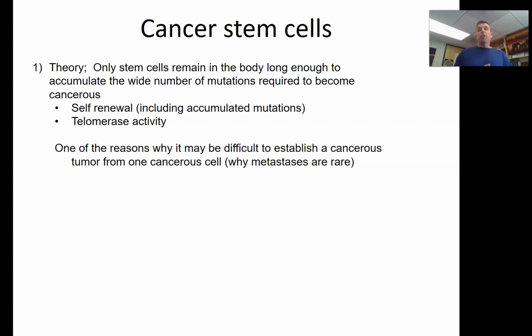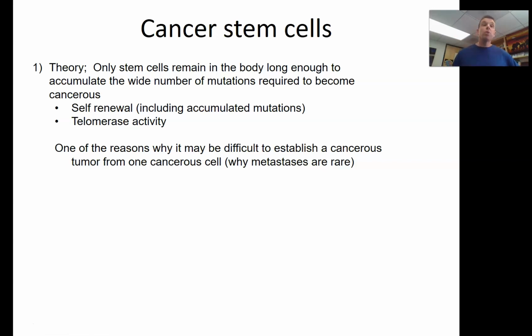Next, we have cancer stem cells. All right. Well, stem cells are able to divide indefinitely because they basically turn on telomerase. And so there's a theory that only stem cells remain in the body long enough to accumulate a wide number of mutations. So oftentimes it's actually the stem cells and not the somatic cell that really causes cancer.